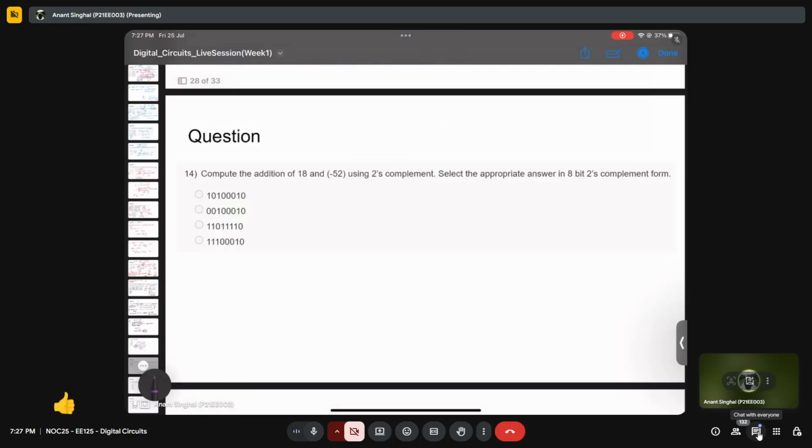Okay, so let's try to do this particular problem. Please don't take much time, because this is again the same problem and you have already been having some good ideas now. It says 18 minus 52 by addition. So what we need to do is write plus 52, do the 2's complement of that, that would be minus 52, and then add the numbers. That would be your final answer.